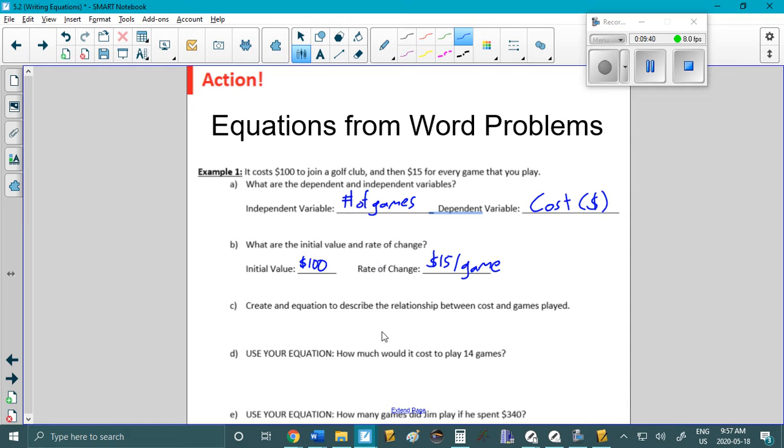Now we're asked for an equation. So to get the equation, remember it's always y equals mx plus b. And the y is our dependent variable, so it's going to be cost equals. The m is the rate of change, which we said is 15. The x is the independent, so let's say number of games, n for number, g for games is fine too, and then plus b, so plus the initial value, which is 100.